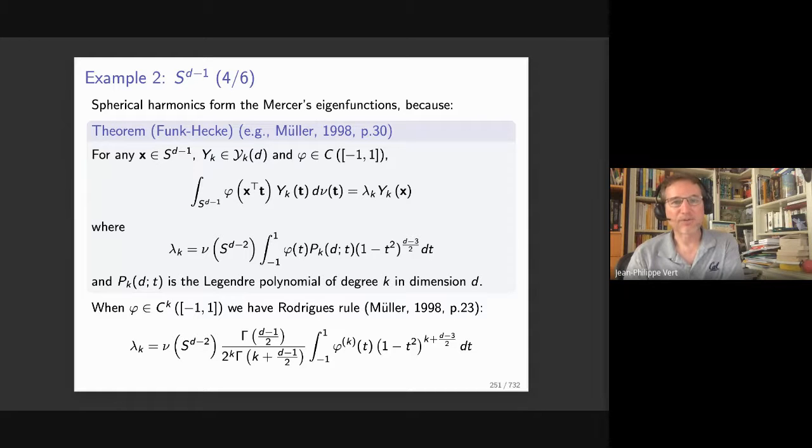And we have that the integral of phi of x transpose t, so this is the kernel between x and t, times the function Y_k of t d nu of t is equal to lambda_k, where lambda_k is given by the next equation, times Y_k of x. So the question is, I didn't tell you yet, what are those Y_k? Are they the Fourier basis? Well, they are a bit like the Fourier basis. They are called the spherical harmonics on the sphere.